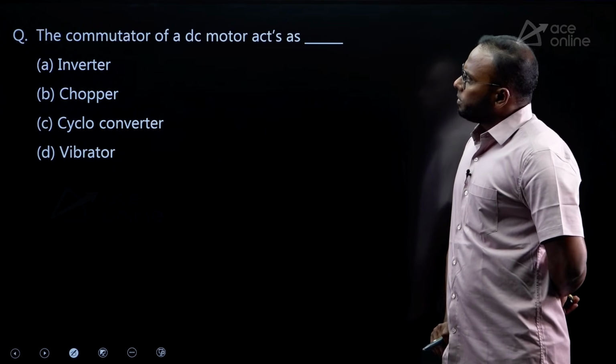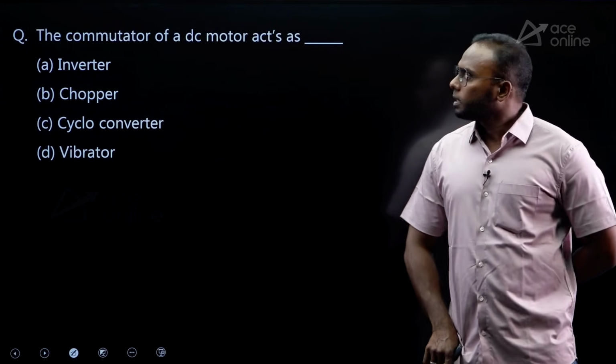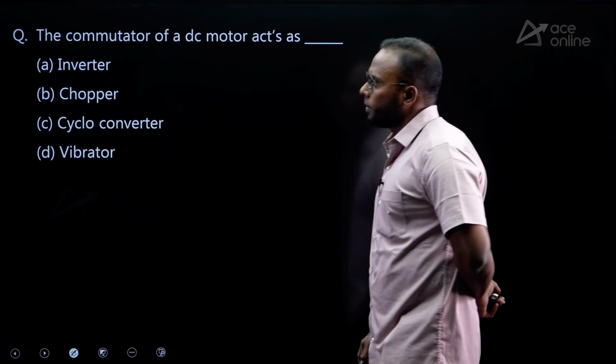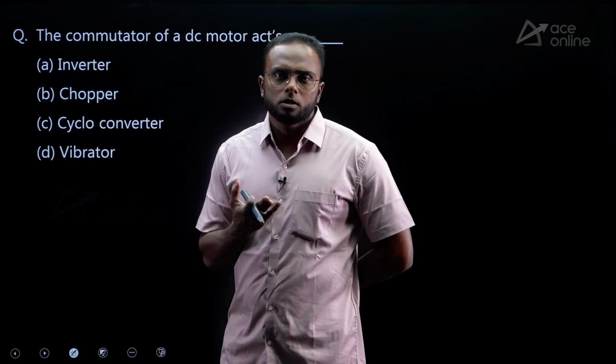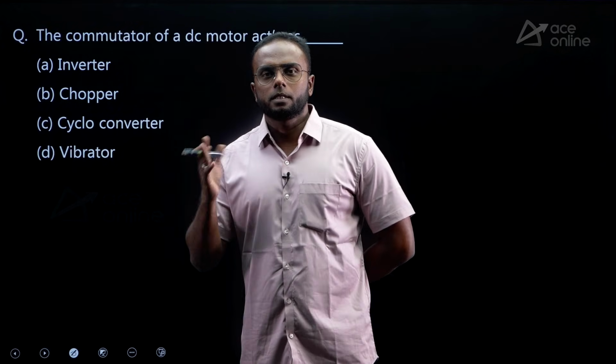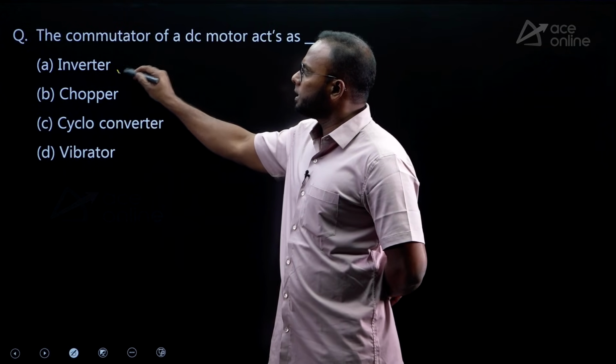Next, the commutator of DC motor acts as dash. The commutator of a DC motor. So in a DC motor, commutator behaves as how, it converts DC to AC, no? In generator it is AC to DC. So in a motor, commutator acts as an inverter.